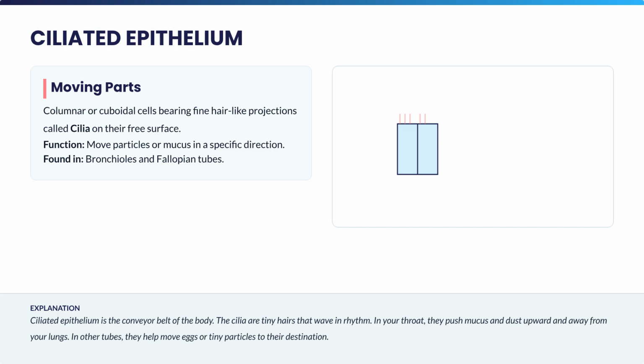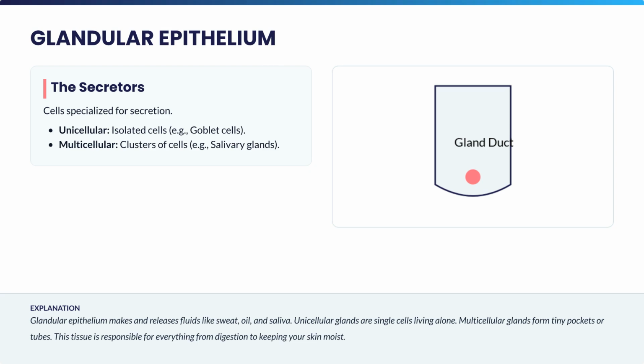Ciliated epithelium features columnar or cuboidal cells with fine hair-like projections called cilia. These cilia move particles or mucus in a specific direction, functioning as the body's conveyor belt, like in the bronchioles and fallopian tubes. Glandular epithelium includes cells specialized for secretion, producing fluids like sweat and saliva.